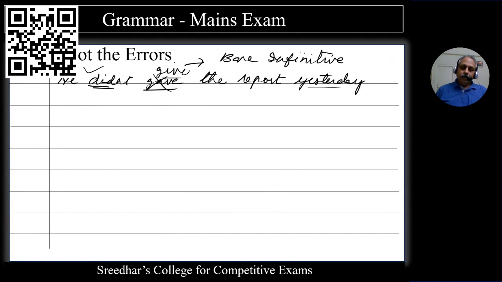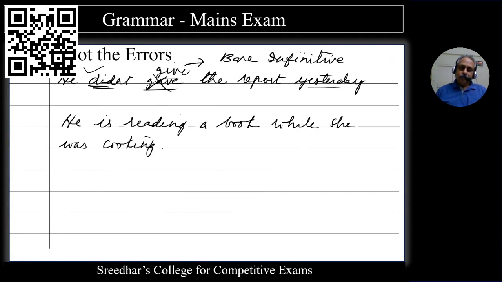Now let us go to past continuous. He is reading a book while she was cooking. Here the context talks about two actions going on at the same time in the past. While she was cooking, past continuous, that time some other action was going on. For that also we should use past continuous.